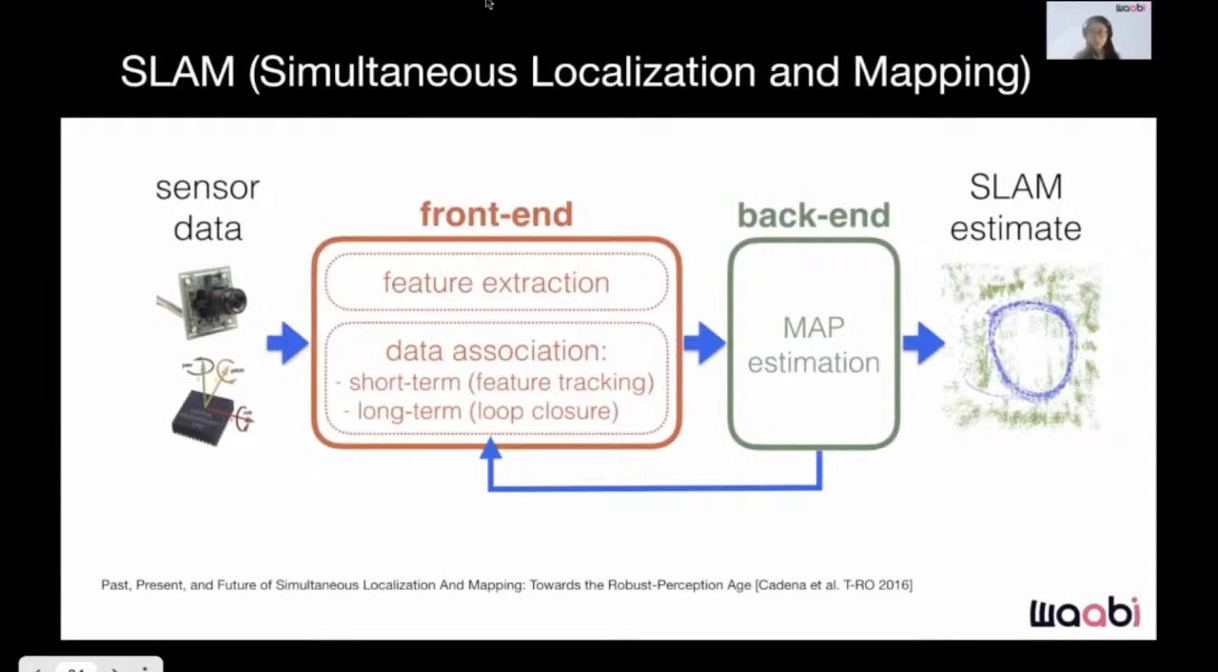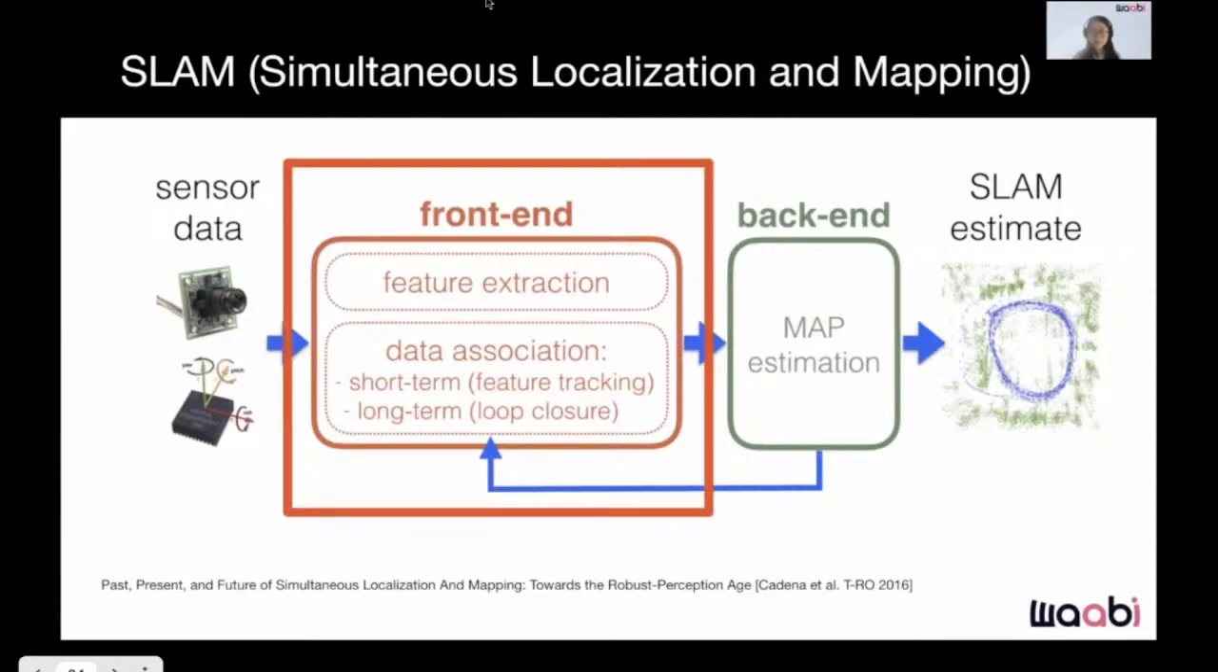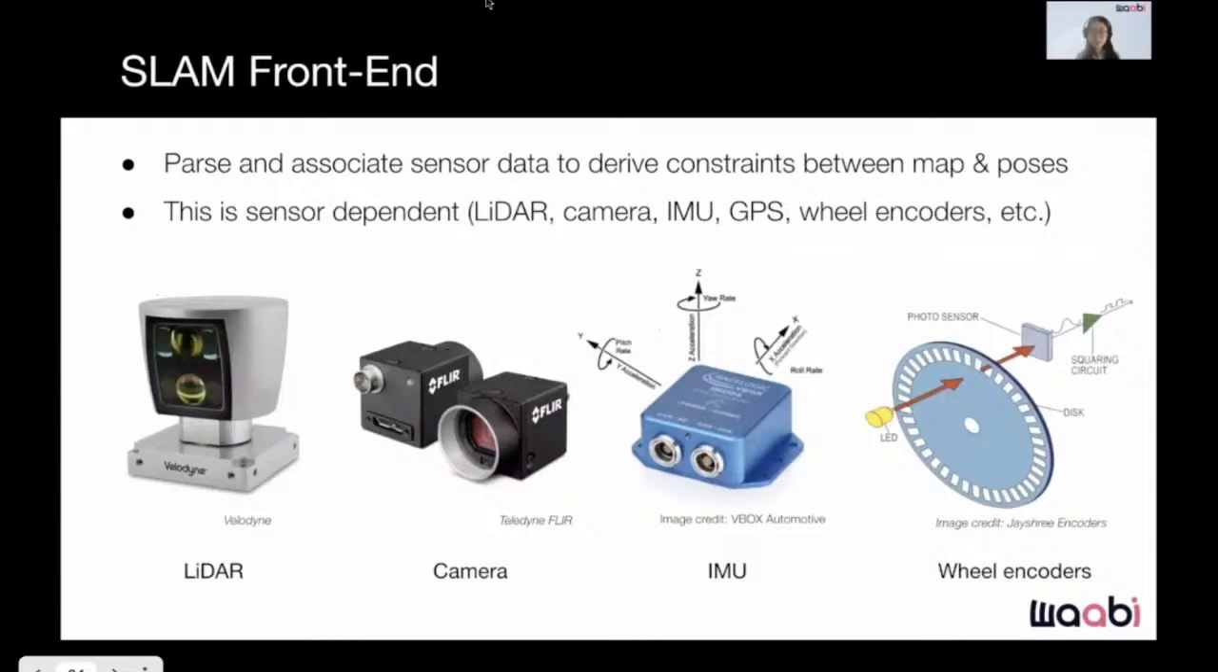We'll first discuss the SLAM frontend. The SLAM frontend parses and associates raw sensor data to derive constraints between the 3D map and the vehicle poses. The specific implementation of the frontend is sensor dependent. Common sensors in a SLAM system include LiDAR, cameras, inertial measurement units (IMU), GPS, and wheel encoders. In the self-driving industry, it is common to use all these sensor types to build HD maps. We next briefly discuss LiDAR-based frontend and camera-based frontend.